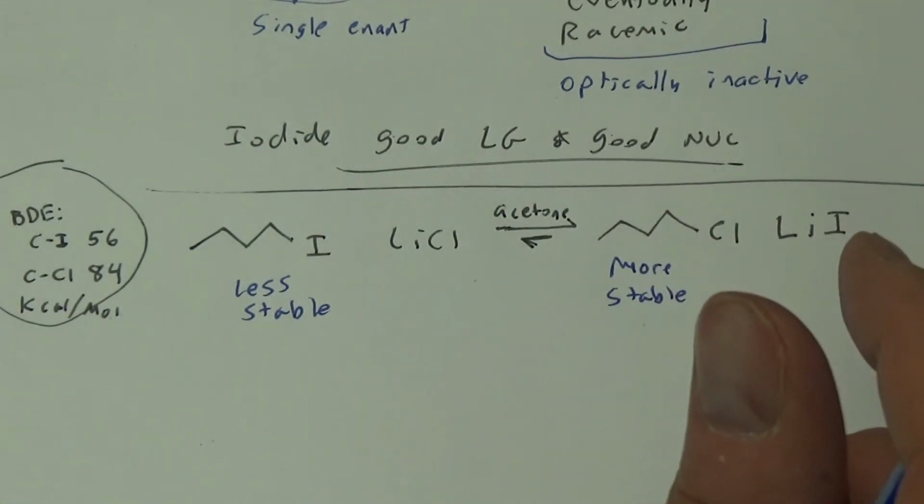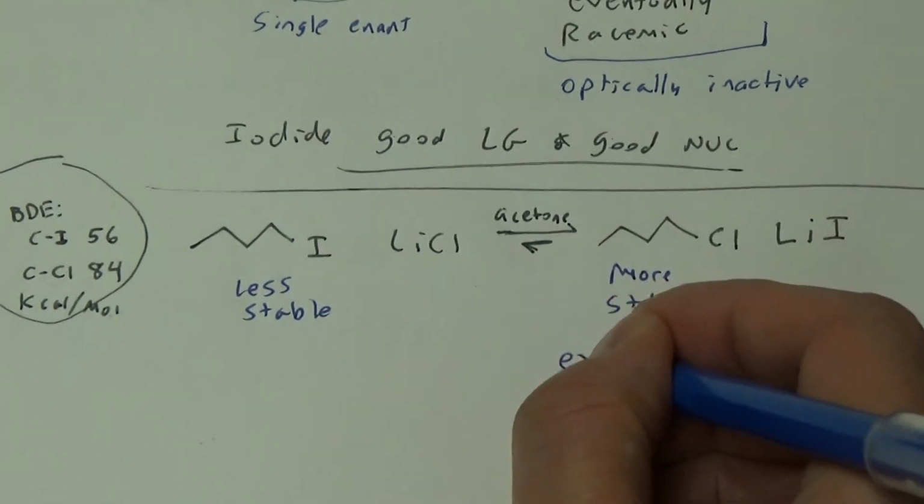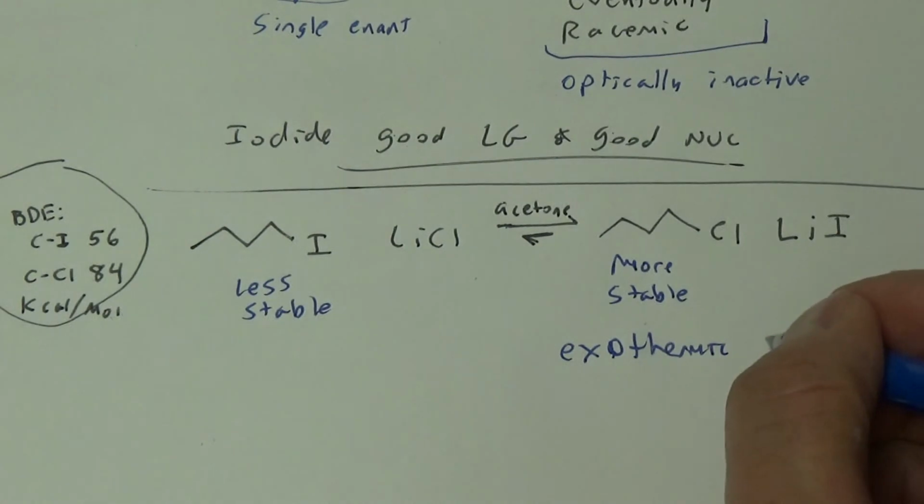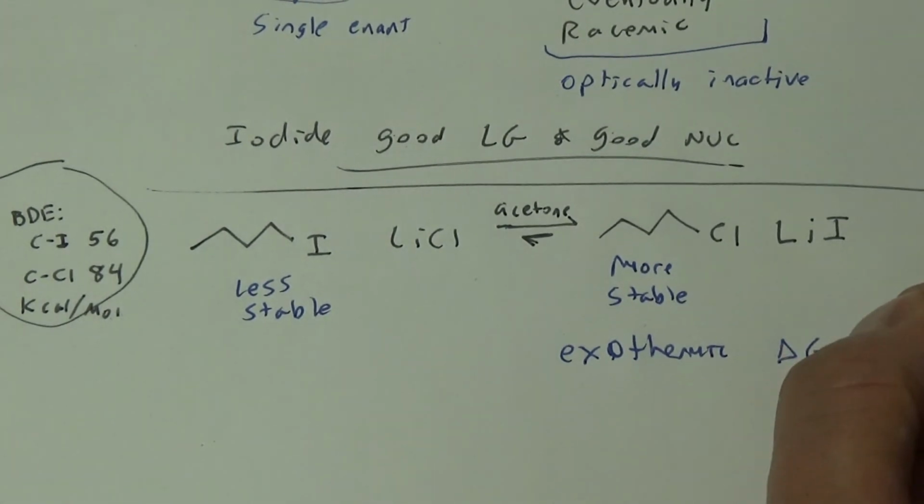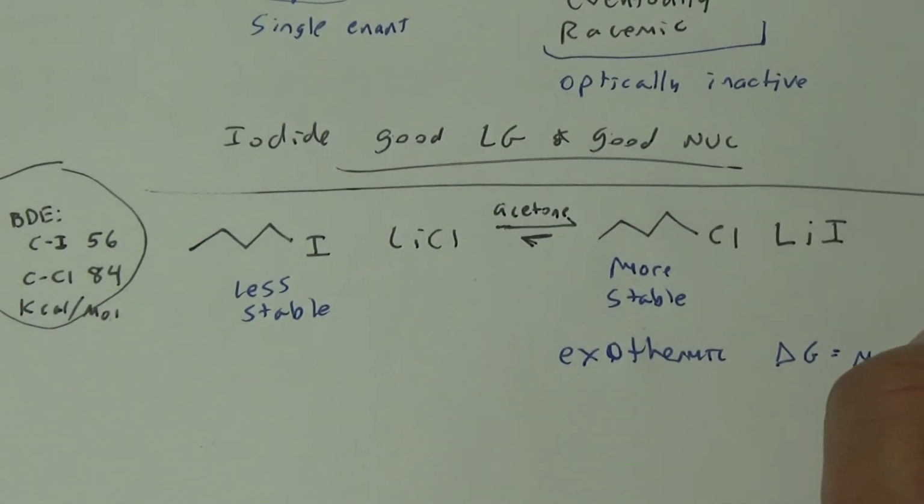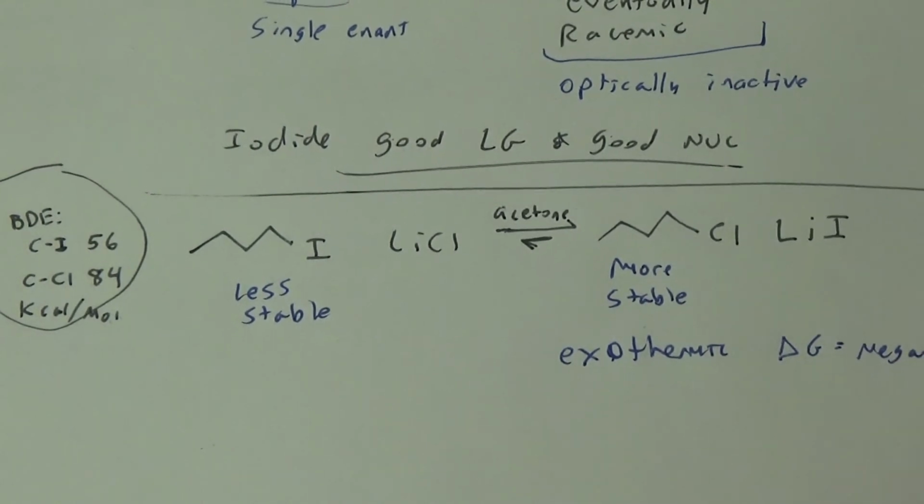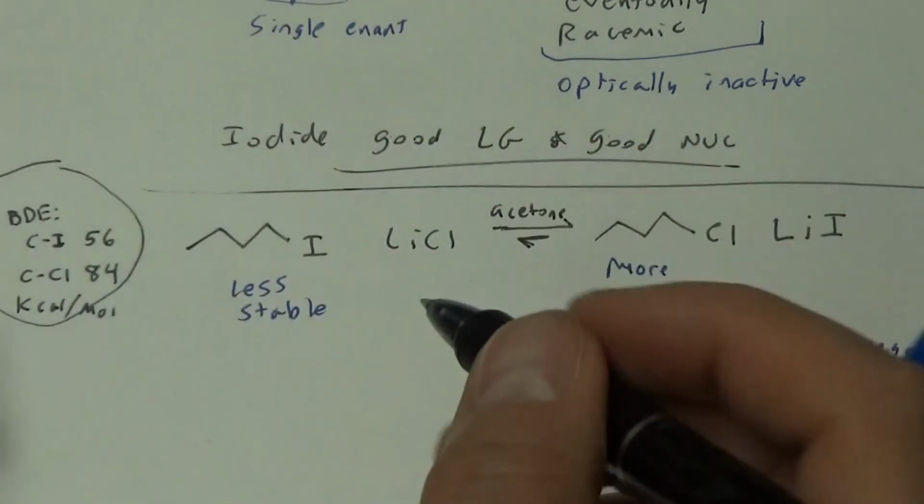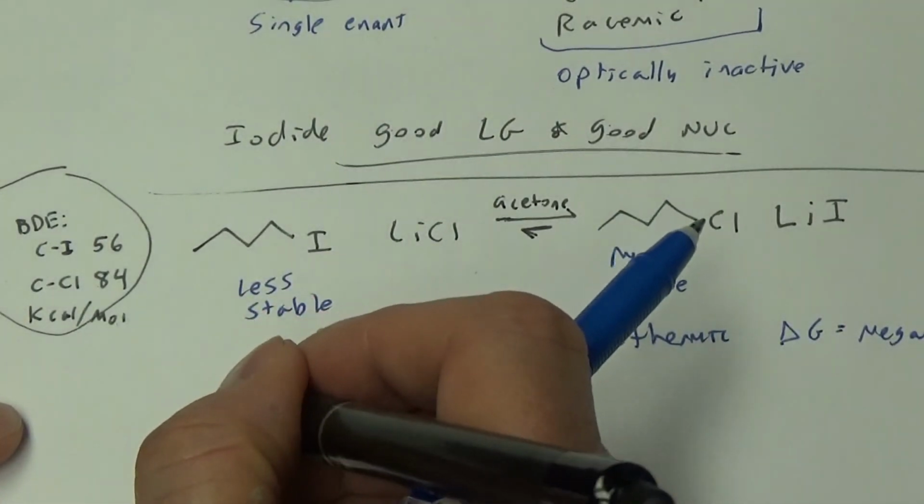So it's exothermic too. If you do the calculation, delta G will be negative. I don't have the number, but you can actually calculate delta H and delta G, and it'll be a negative number. Now this is where something interesting happens.